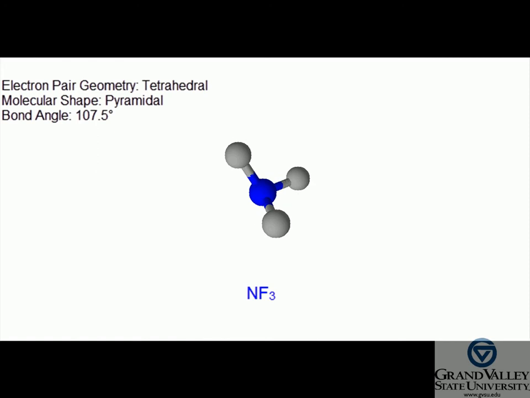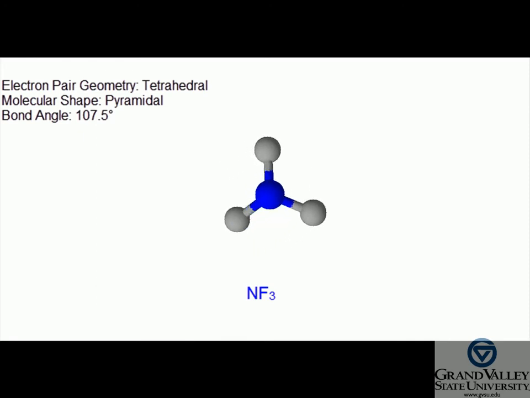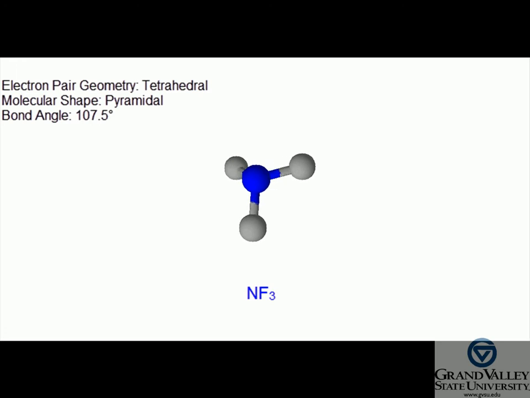This is a ball and stick model of NF3. The electron pair geometry is tetrahedral and the molecular shape is pyramidal. The bond angle is 107.5 degrees. Notice that the bonds are located on different planes. Although the lone pair on nitrogen is not shown in this model, it plays an important role because it influences the shape of this molecule.